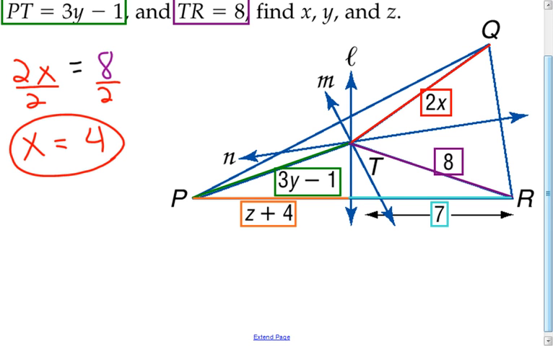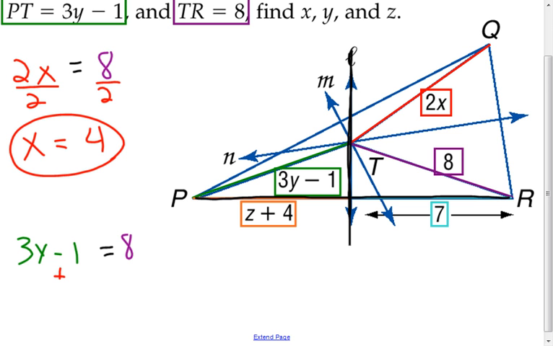Variable y, that's part of the green length. It tells us that from point P to T is 3y minus 1. Well, we already know that from point T to R is 8. And again, T is now on that perpendicular bisector of segment PR. Therefore, the distance from T to P and the distance from T to R are going to have to be equal. In this one, I can then use those two distances. My 3y minus 1 and my 8 are going to have to be equal. Solve an equation, and I'll have it.